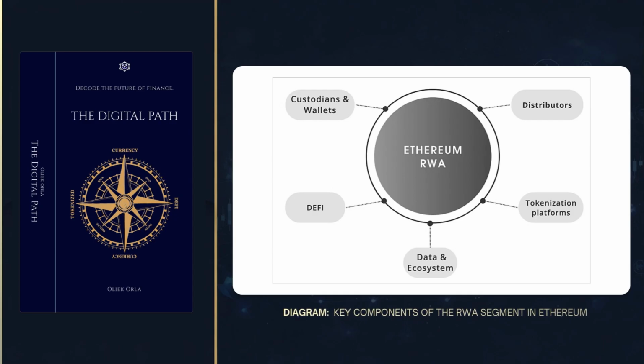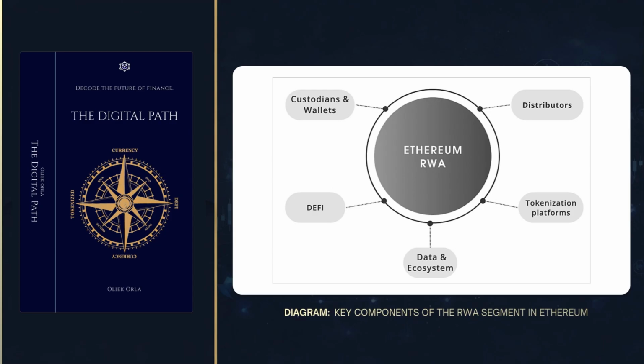DeFi. Decentralized finance integrates RWA tokens into its native mechanics, allowing users to earn yield or use assets as collateral for lending. This creates a secondary market and significantly enhances liquidity. Key players in this segment include Ondo Finance, Centrifuge, Maple Finance, and Spock Protocol.